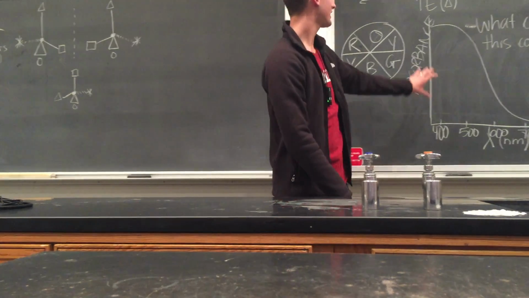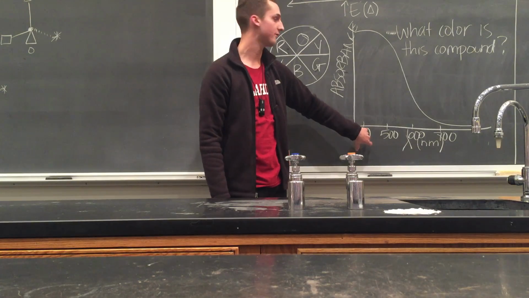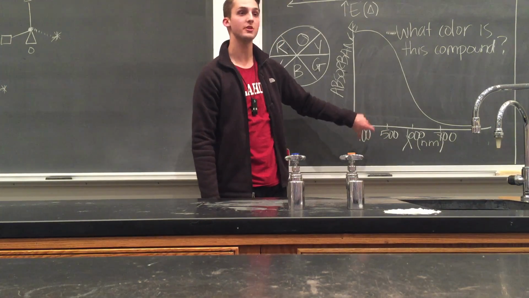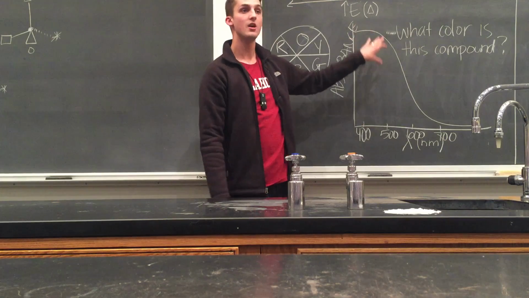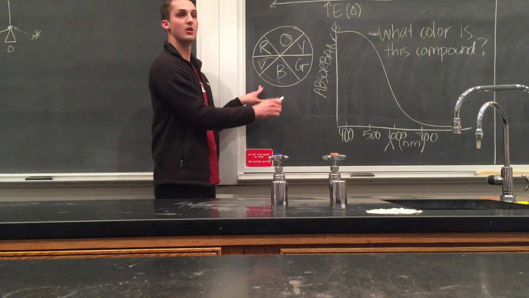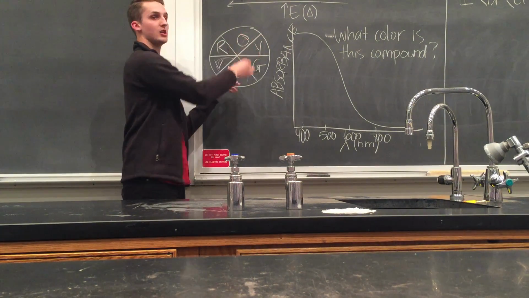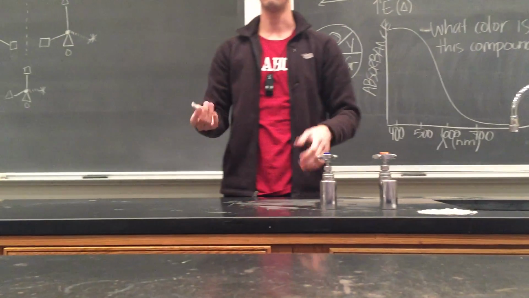Looking at absorbance, it's absorbing higher energy, lower wavelength light. This is in the 400 to 500 range. So this compound is absorbing these high energy lights over here, and it's going to look to us exactly opposite on the color wheel. So it's going to look yellow or orange.